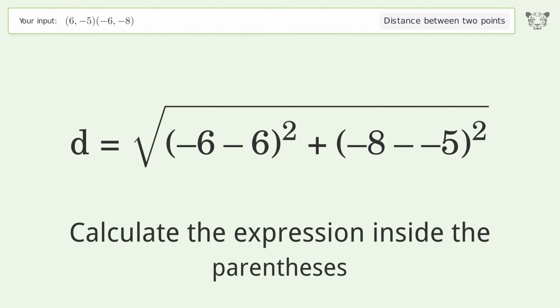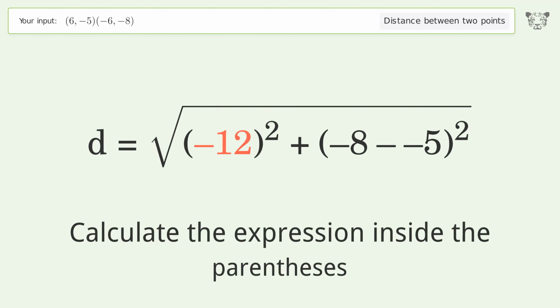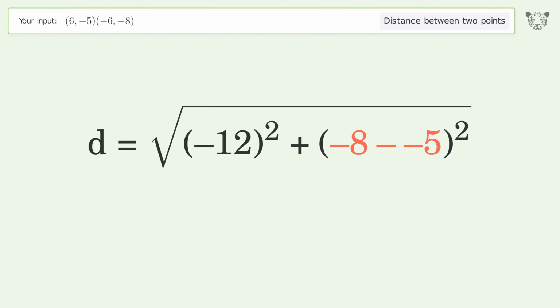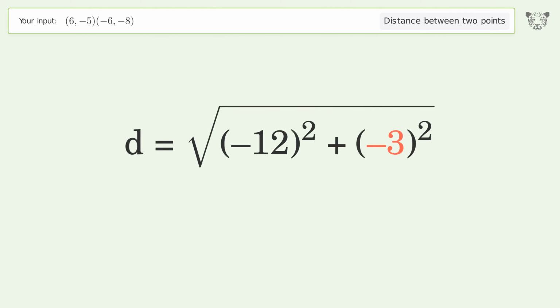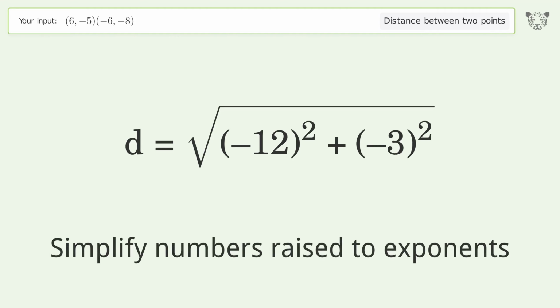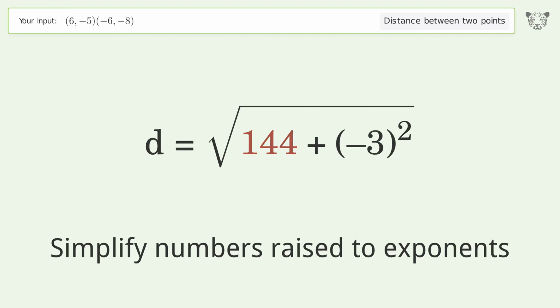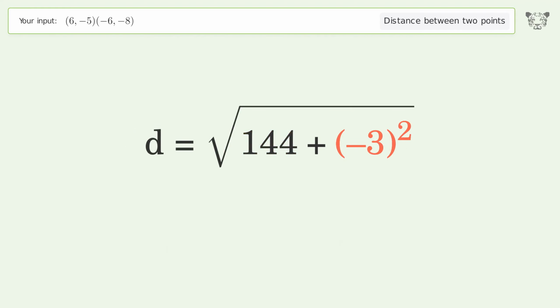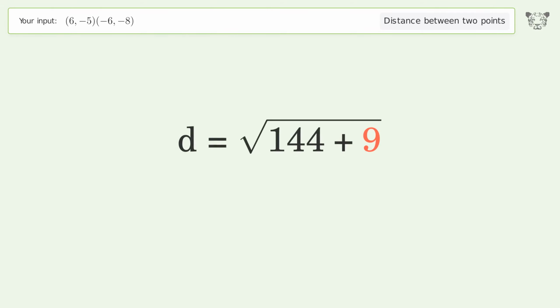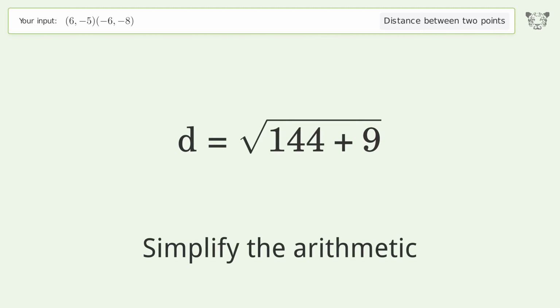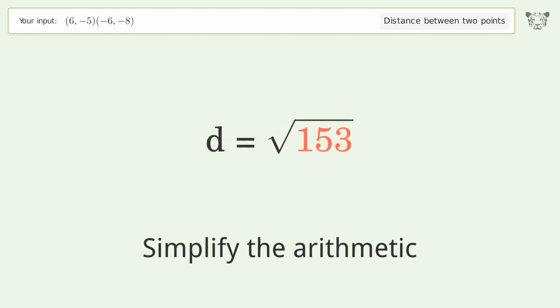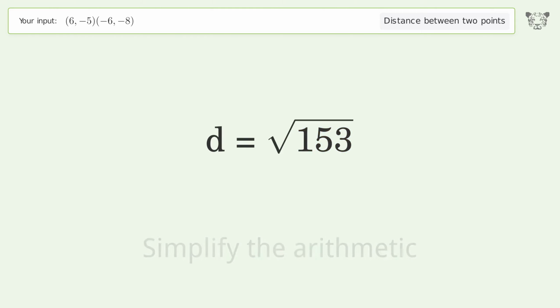Calculate the expression inside the parentheses. Simplify numbers raised to exponents. Simplify the arithmetic. And so the distance between the 2 points is the square root of 153, or 12.369.